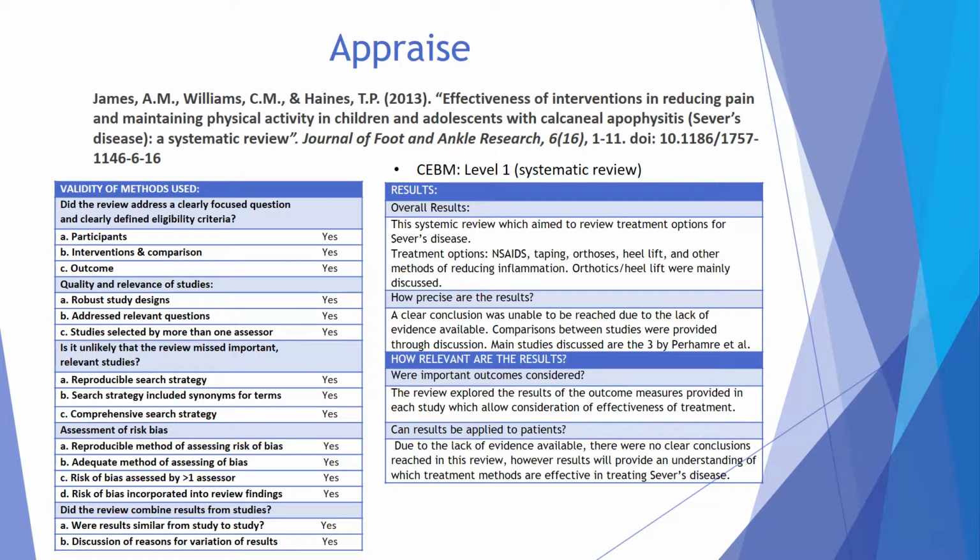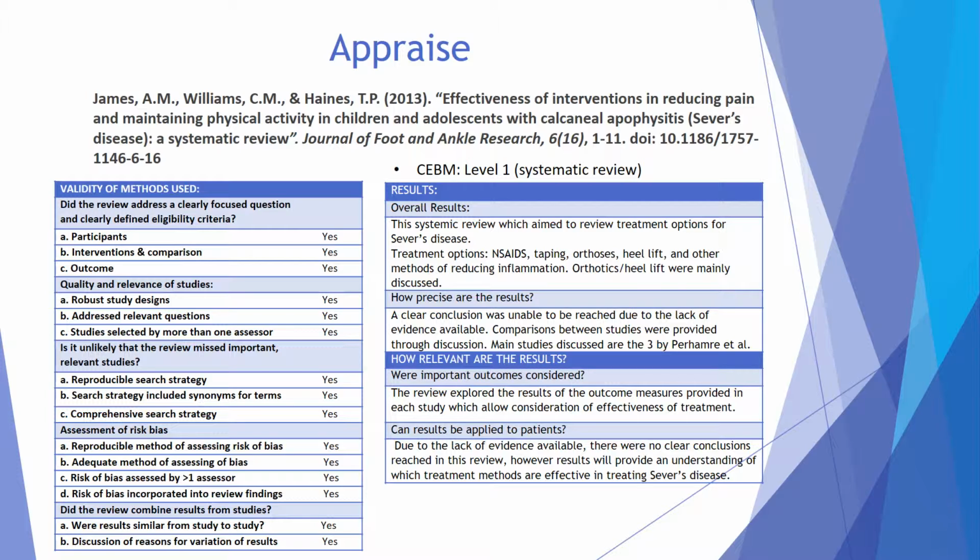The study by James, Williamson, and Haynes is a level 1 systematic review. The appraisal determined that the study is internally valid. The treatment options reviewed in this systematic review include NSAIDs, taping, orthotics, and heel lifts. Discussion was mainly based on studies by Hammer et al. on insoles which were previously discussed.